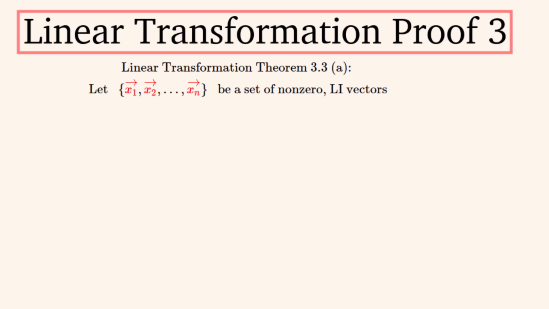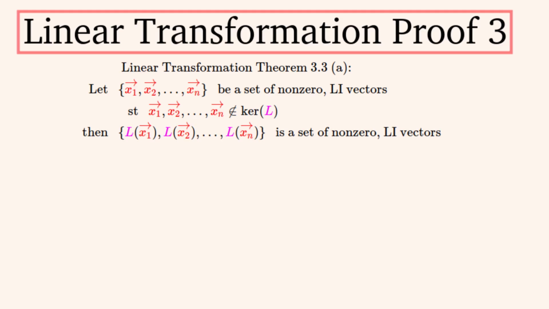So now we'll start by explaining the statement of the first theorem. We'll firstly have a set of vectors, and they are all non-zero, and this set is linearly independent, or LI. And none of these vectors are in the kernel of this linear transformation. And so this set of vectors that are the output of the linear transformation L will be non-zero and linearly independent. So now to prove this, we'll write out this set of vectors again.